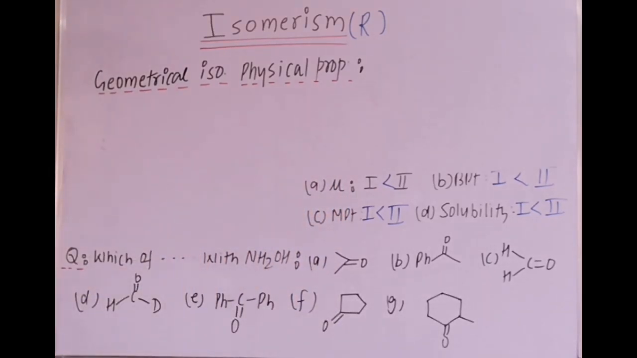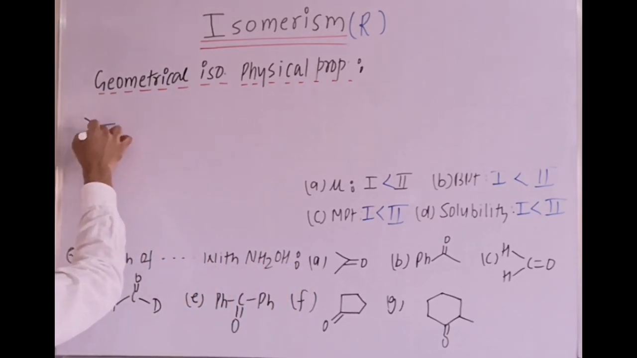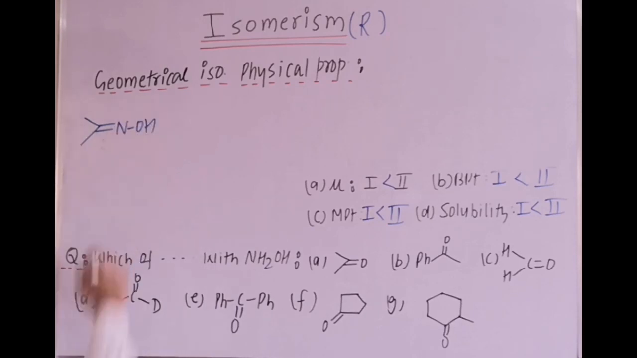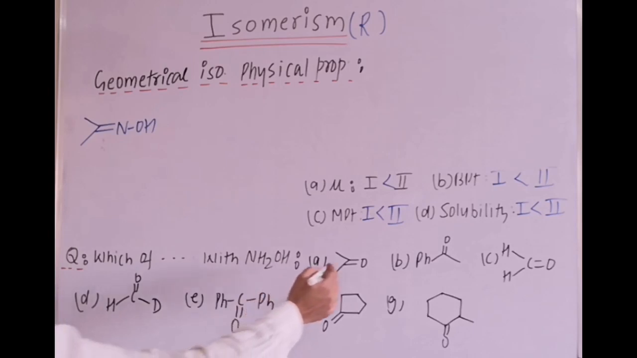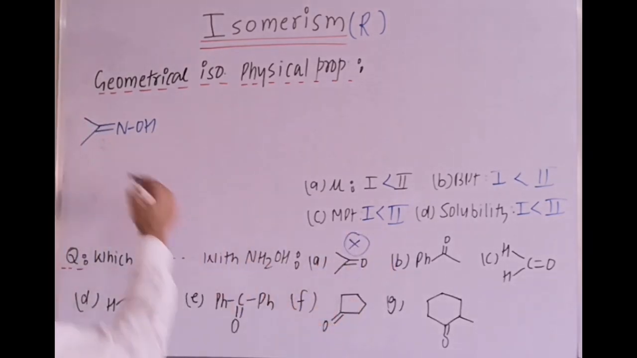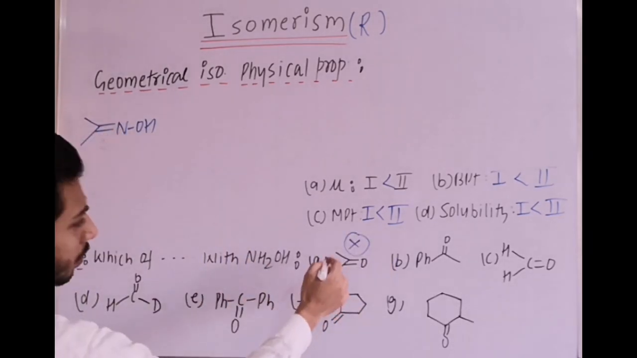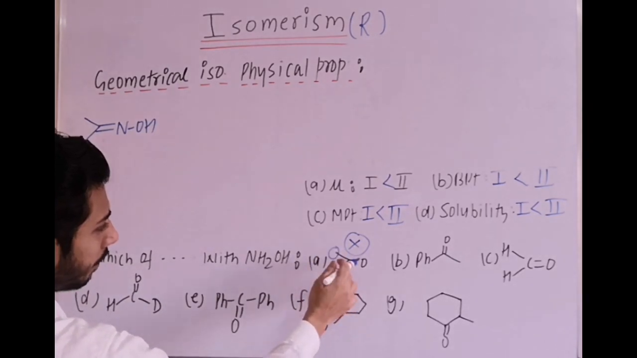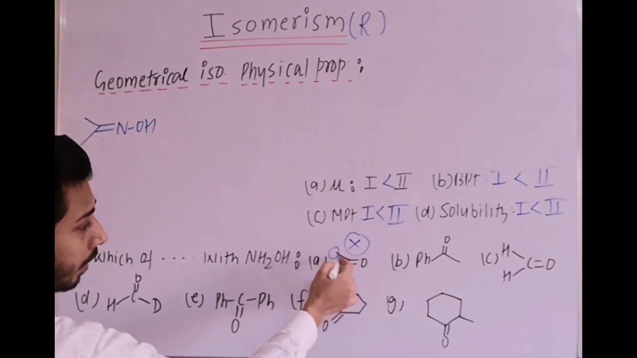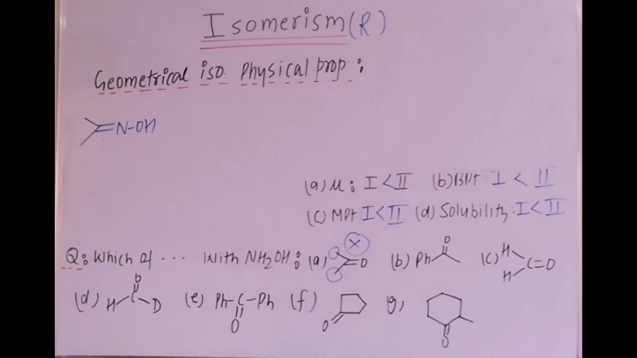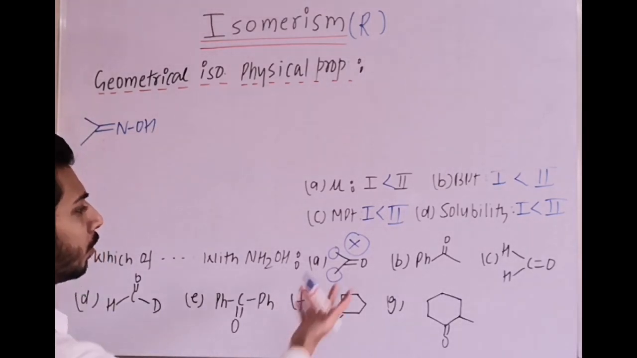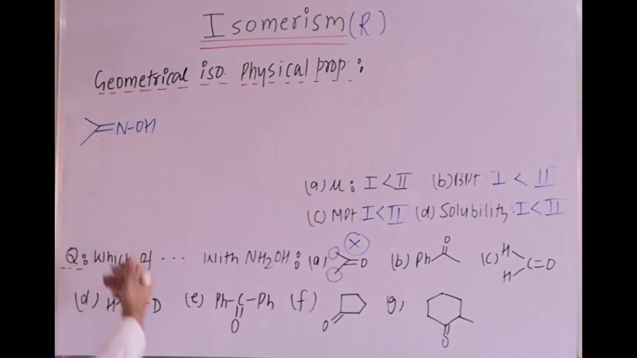Now starting with the first one. After reaction with NH2OH, the oxime formed in 1 is this. Now you can tell whether this will show GI or not. It will not show GI clearly. Why? Because the carbon contains two same groups. So you can merely check if the carbon of the carbonyl has two same groups, it will not show GI after reaction with NH2OH. So no need to check every time, but if you practice, you can try some of the examples.